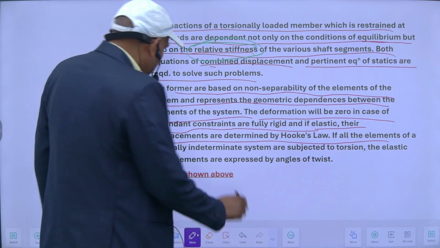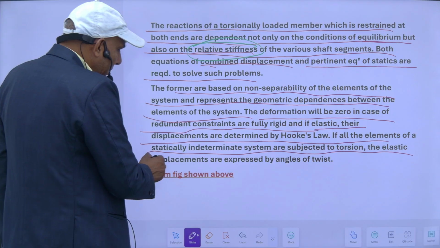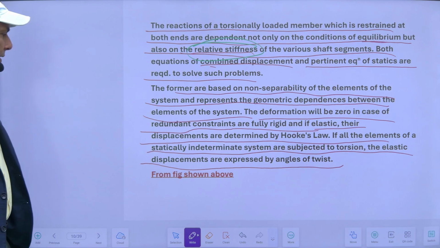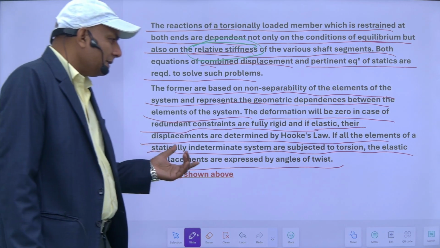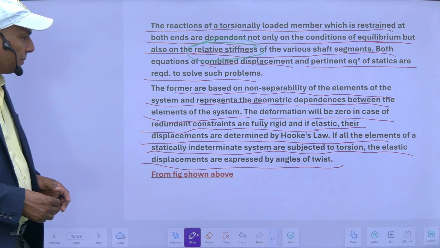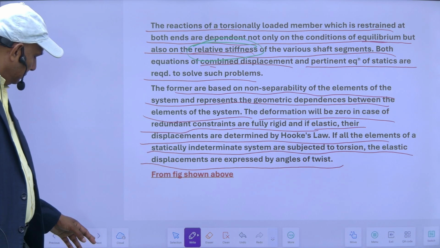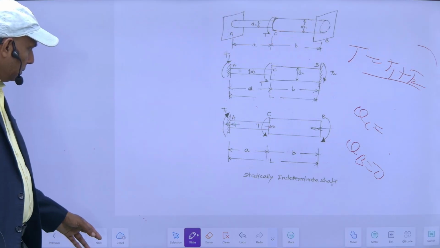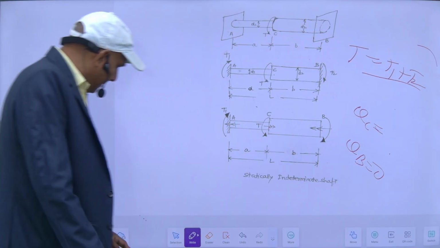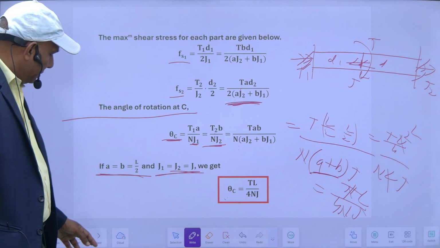If all the elements of a statically indeterminate system are subjected to torsion, then the elastic displacements are expressed by angles of twist. So, theta of this plus theta of this is equal to theta of this. The derivation I have explained.